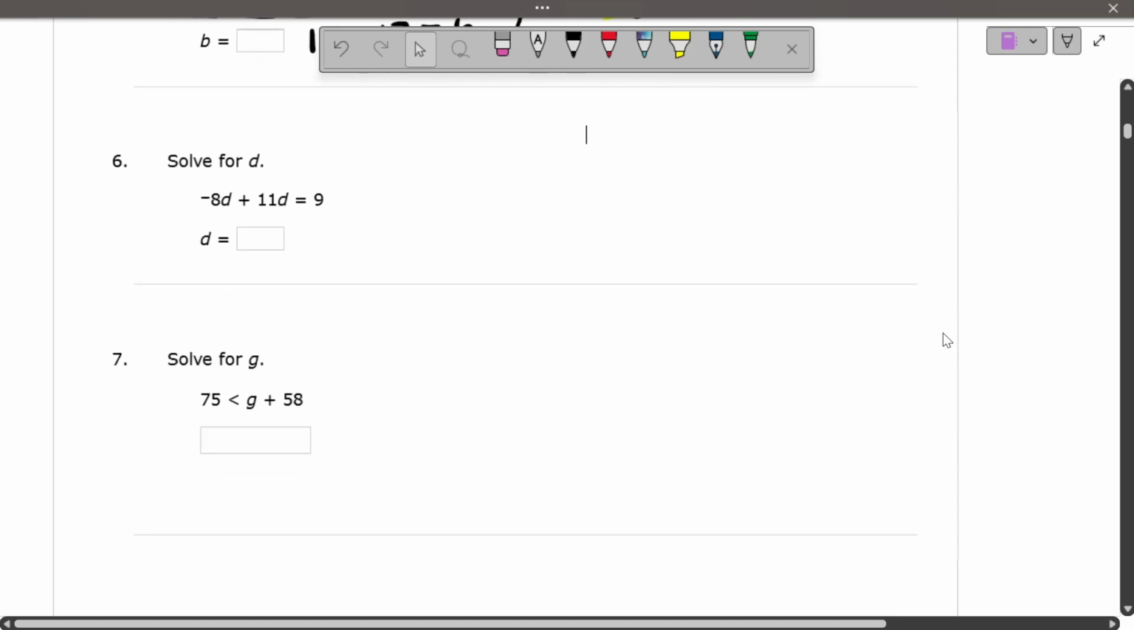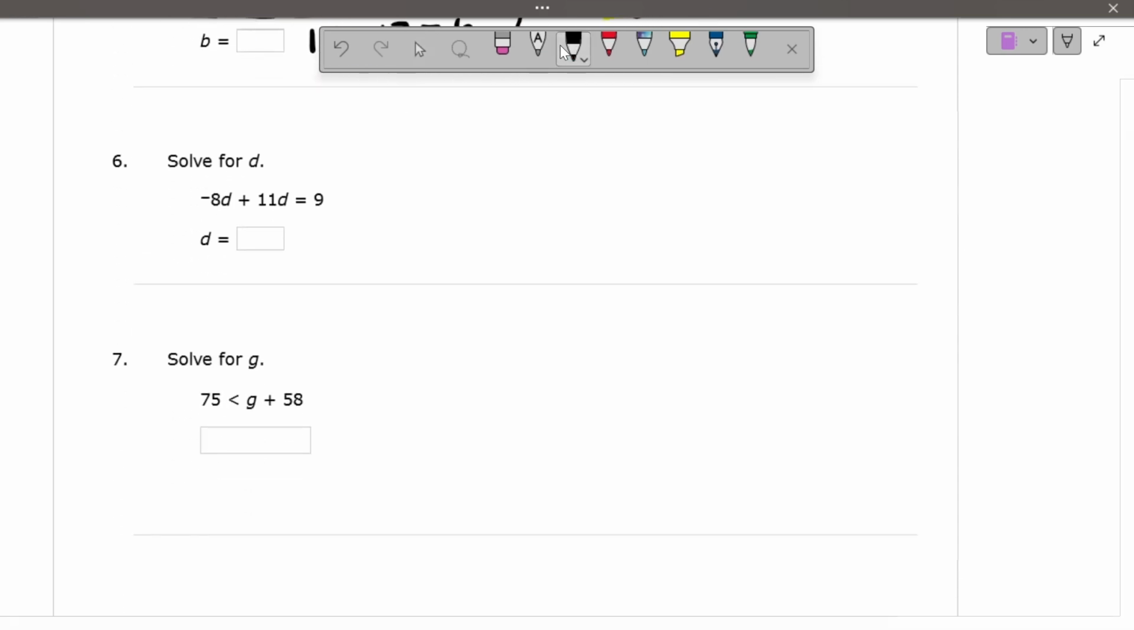Let's get down to 6. 6 again, we're solving for d this time. But same thing where we combine like terms on either side. So we have a negative 8d plus 11d, which would be a 3d equals 9. To get d by itself, we're going to divide by 3. So we'll end up with d is equal to 3.